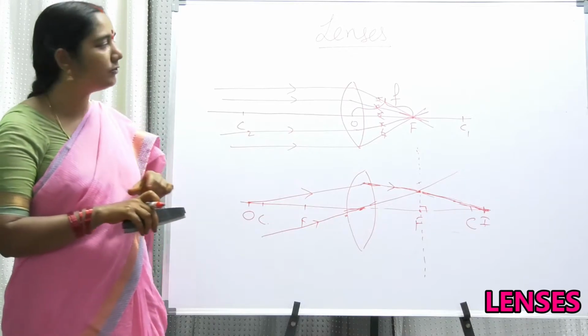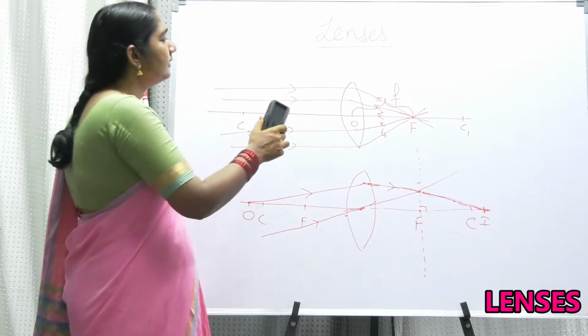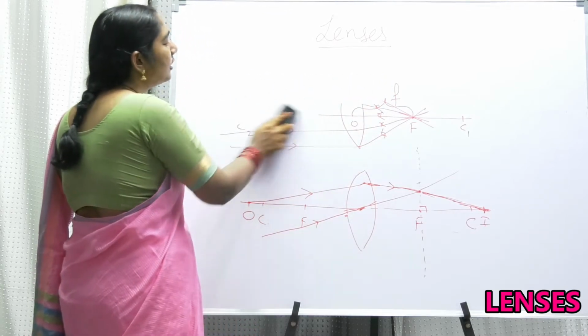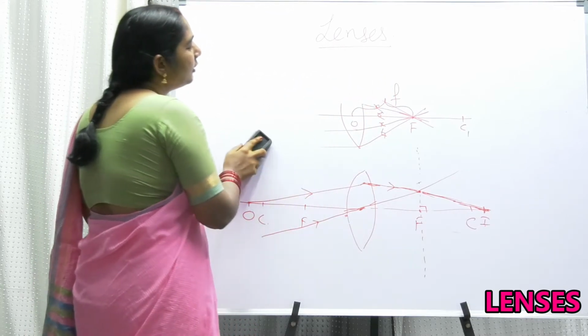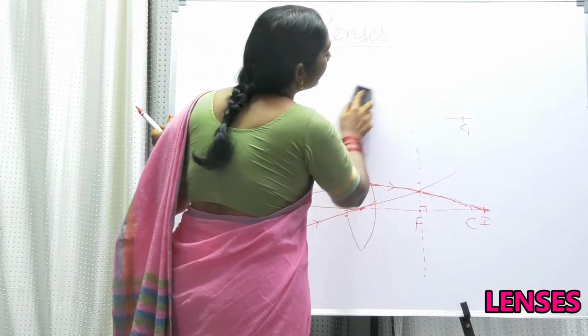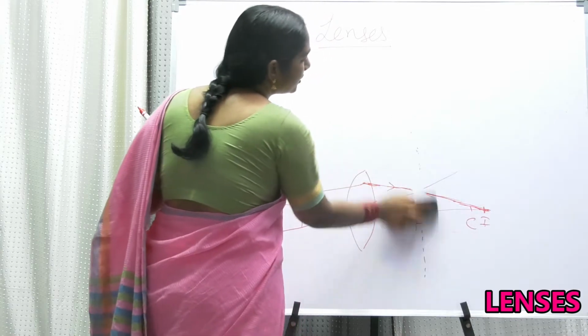So my dear friends, now you understood. This is also called a converging lens. So this convex lens also is called a converging lens. Now let us see a diverging lens. Converging means all the rays are coming to a single point. We call it a converging lens.